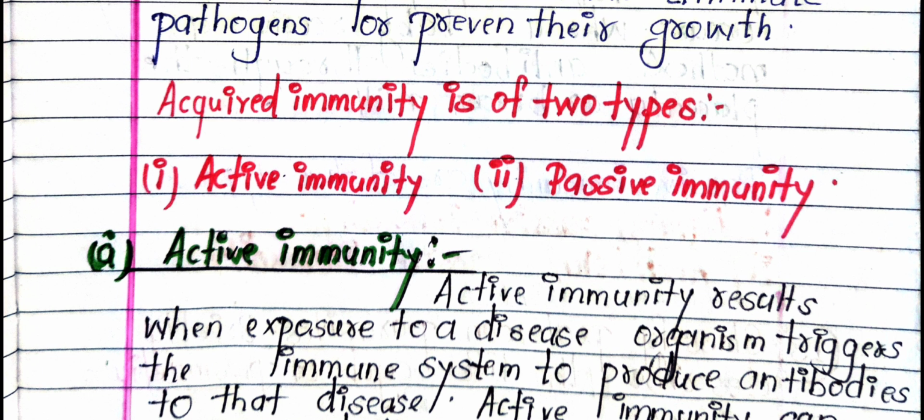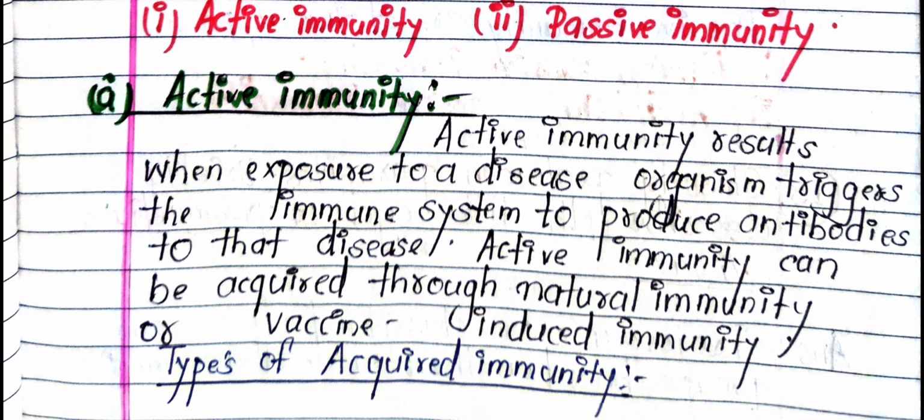Acquired immunity is of two types: active immunity and passive immunity. Active immunity refers to when exposure to a disease organism triggers the immune system to produce antibodies to that disease. Active immunity can be acquired through natural immunity or vaccine-induced immunity.